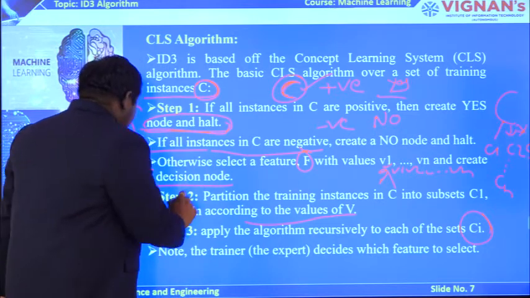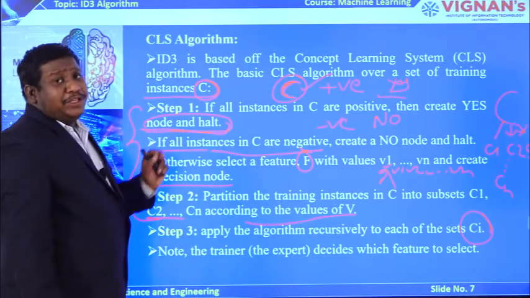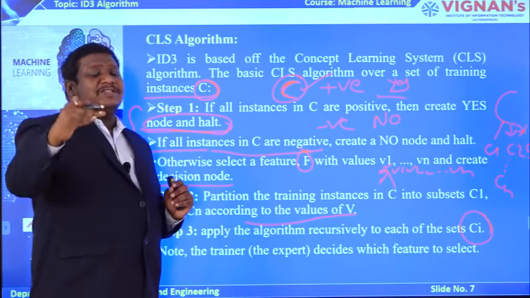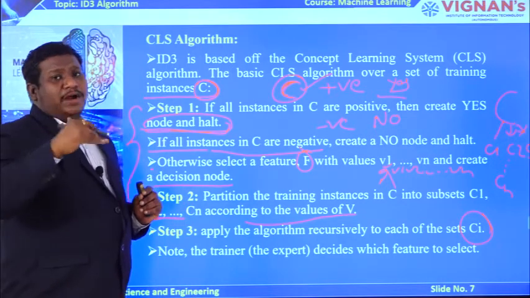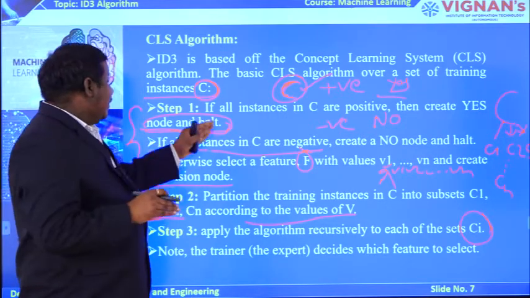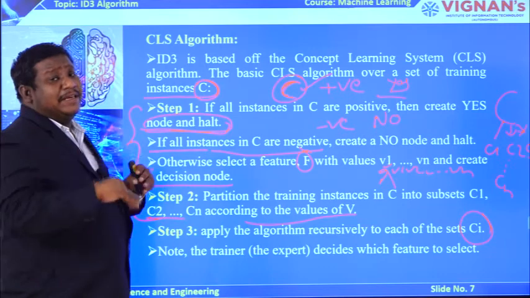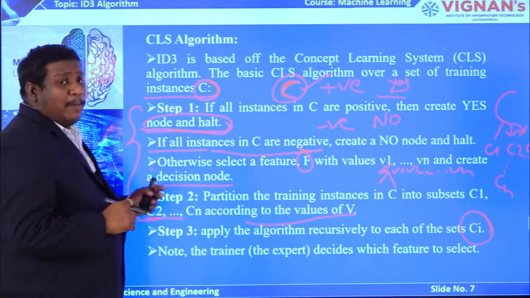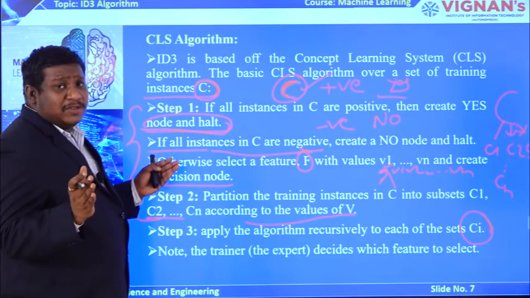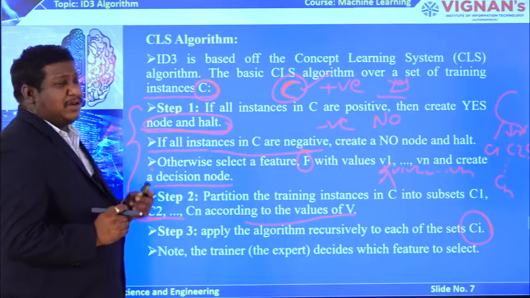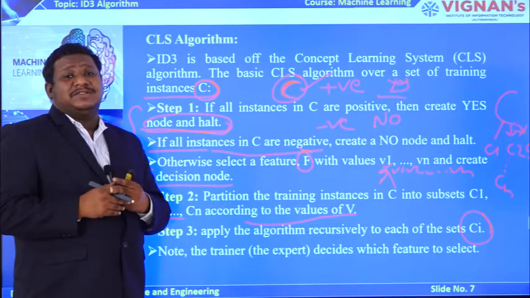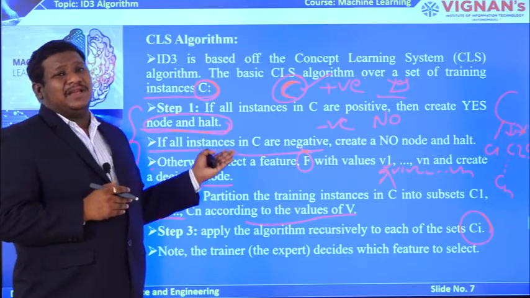At step 1, if all instances are positive, create a positive node and halt. Second step, if all instances are negative, create a negative node and halt. If the instances are neither all positive nor all negative, then select a feature f with values v1, v2, ..., vn and create a decision node. After that, partition the training set C into subsets C1, C2, ..., Cn with respect to the values v1, v2 and vn. After that, apply the algorithm recursively to each subset Ci. That is this CLS algorithm.